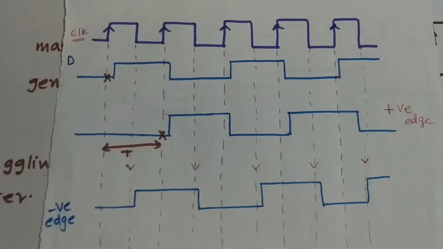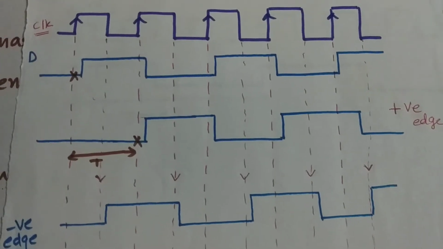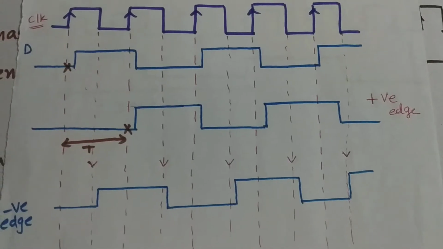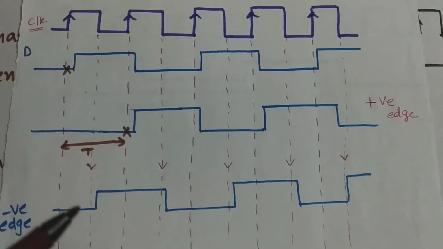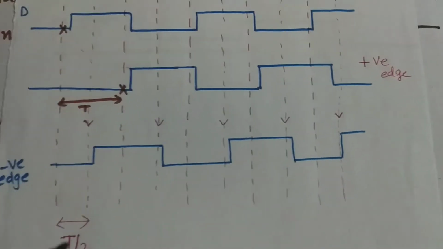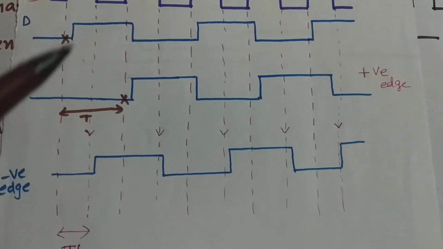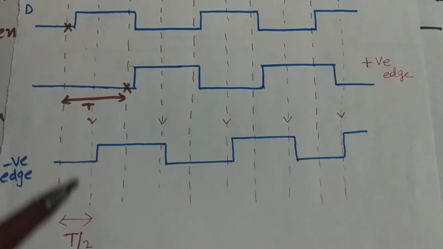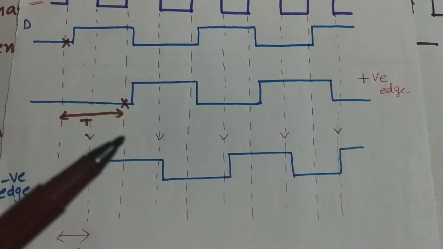As you can see here, by now you should have understood the difference between the positive edge and the negative edge. I hope you understood. The difference is that this delay is just T by 2. When we are considering the negative edge, the delay between the input and output is T by 2. It has reduced by T by 2, whereas in the positive edge, the delay is T.